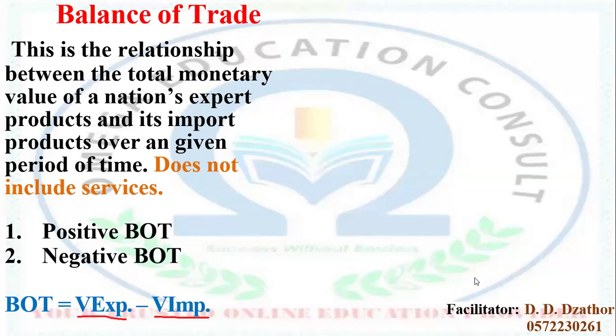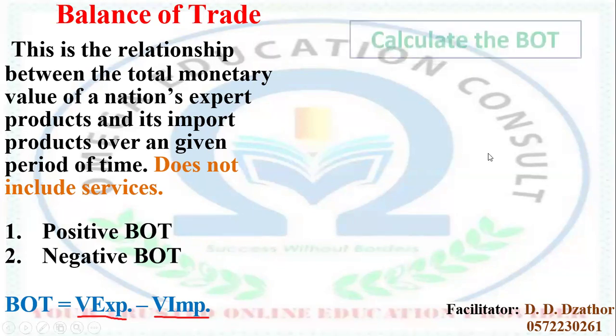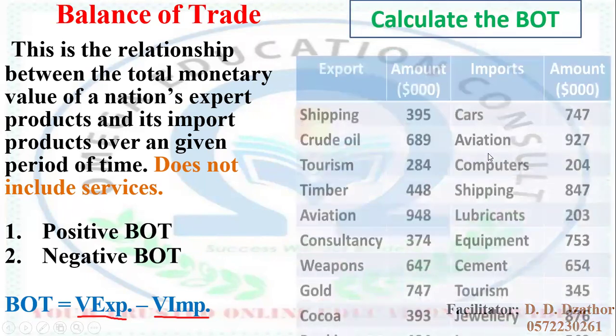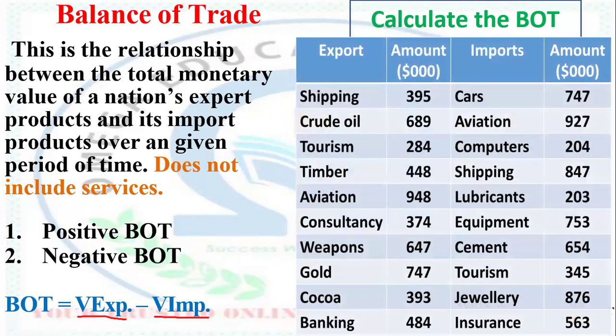So once we have established our formula, let's do this computation using this table. Right, so in this table, you should be able to identify all the items here that are only visible. So we have the export products and their corresponding values, and then import products and their corresponding values. So in 1 minute, identify all the visible products by circling them or ticking them.